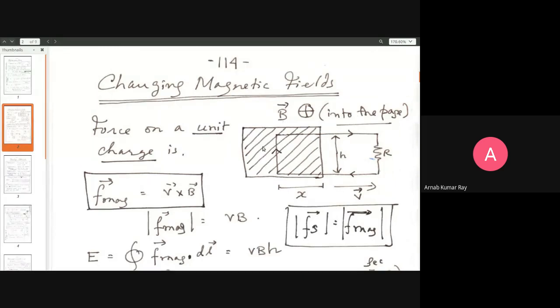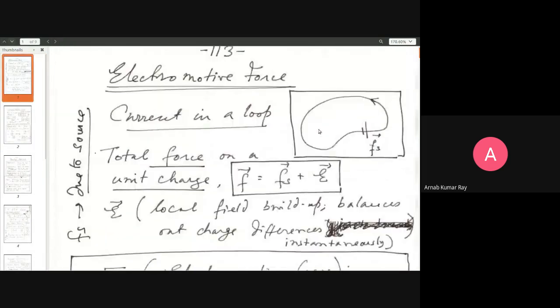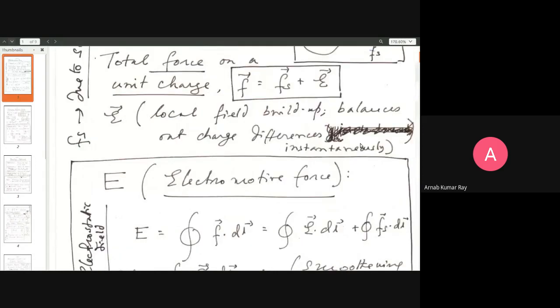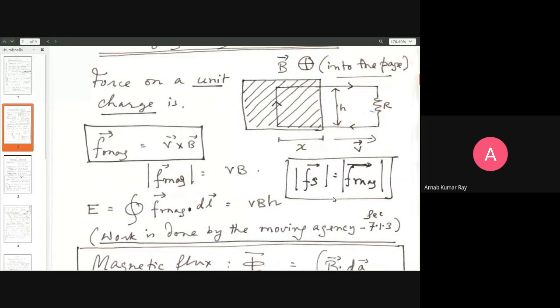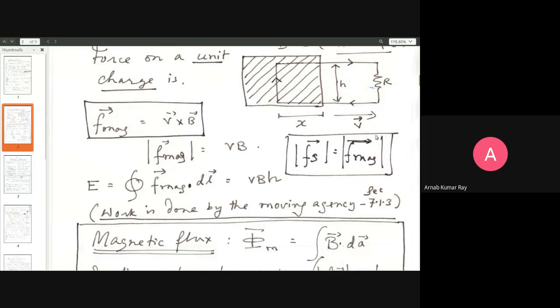Now, current has started flowing. What is the source force that has caused this current? Like here you had a source due to a battery, here the source is this motion and the magnetic field. So this is the source. Incidentally, you will say, who is doing the work then? I mean, where is the work coming from? Well, the energy is being supplied by the person who is pulling the wire to the right. Anyway, let's not worry about that. Here I've written that work is done by the moving agency. By moving agency, meaning anyone or any machinery or whatever is pulling this wire to the right.